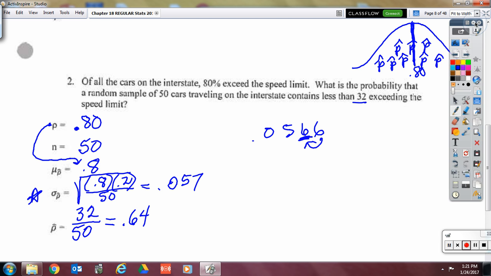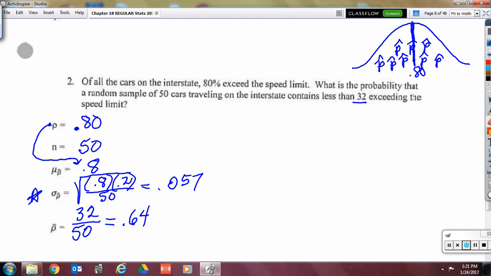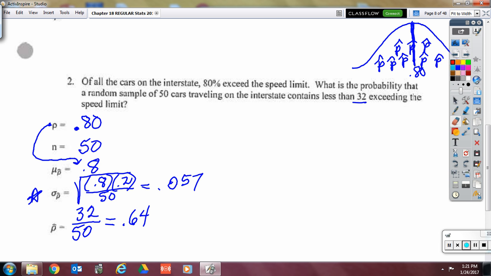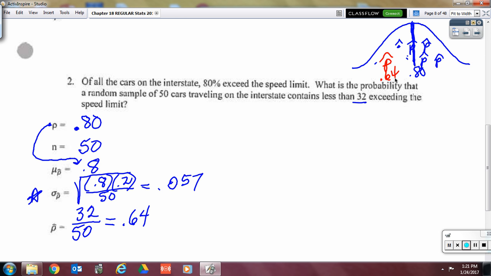Okay? Very good. So now that we've got that information, essentially, here's what we're doing. We're saying, I got a p-hat right here, and that's 0.64. And I want to know the probability of getting this sample result or less. Yeah, it says less than that. So I'm wanting to find a p-hat located right there at 0.64 or less.